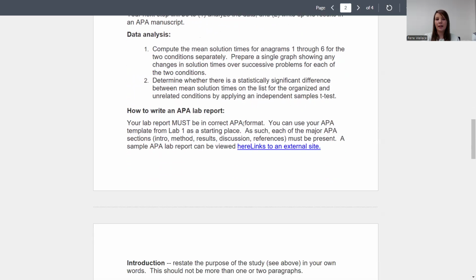And then it must be in APA format when you write it up. Use your template from lab 1, use your template from lab 2. I went and put very detailed feedback into everybody's lab 2.2. So if you did not receive 100%, download the graded submission and you'll be able to see exactly what I said and where and why. So by the end of this class, you would be able to write a 100% accurate APA lab report, which is pretty cool.